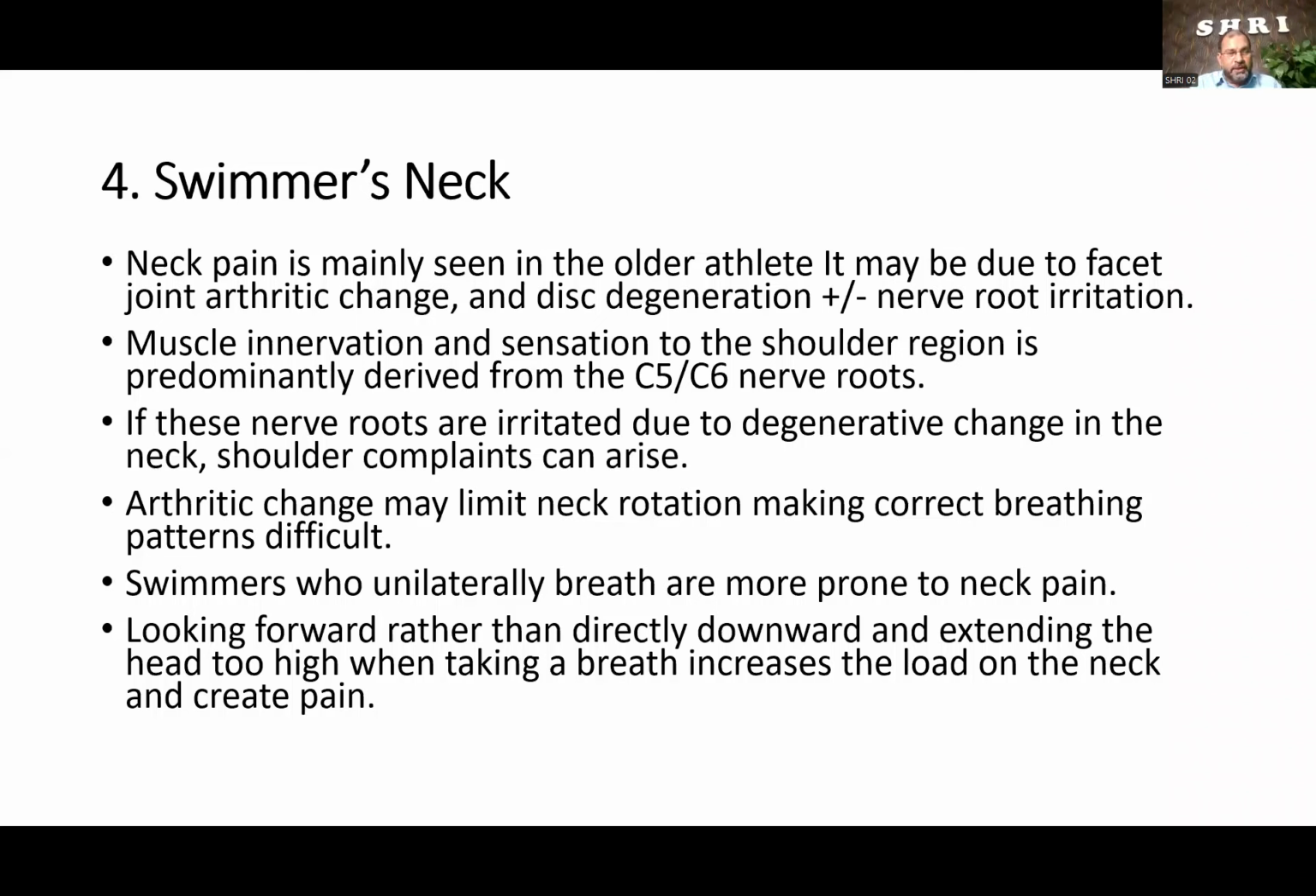So correct breathing patterns, as I told you all earlier, they have to alternately turn the neck side to side and breathe. So swimmers who unilaterally breathe are more prone to get neck pain. So looking forward rather than directly downward, these things. So they have to look forward rather than directly looking downward, and extending the head too high when taking a breath increases the load on the neck and creates pain.